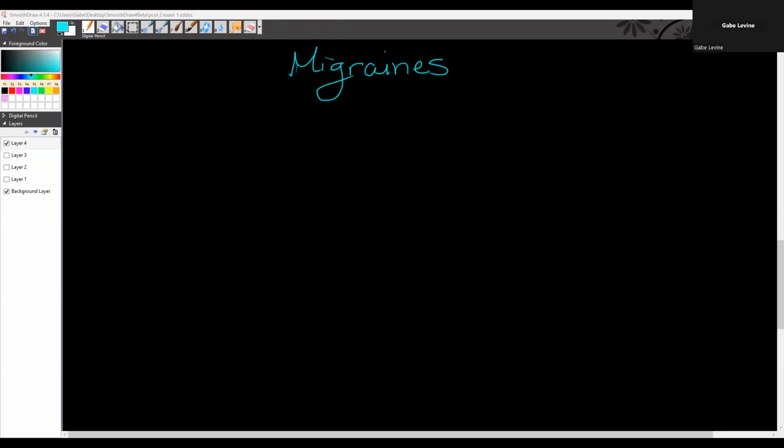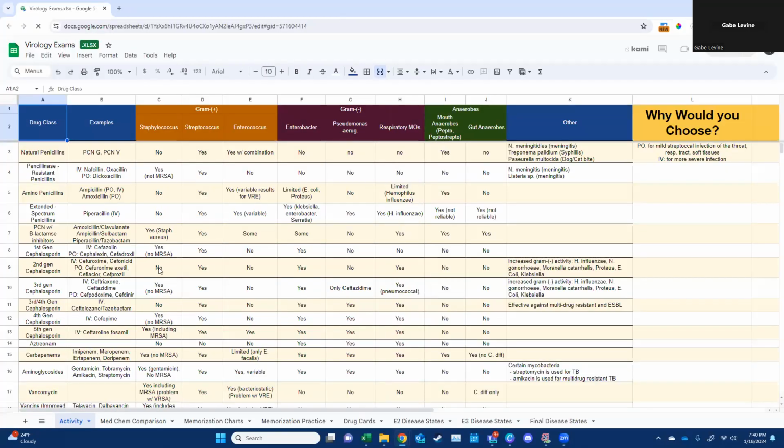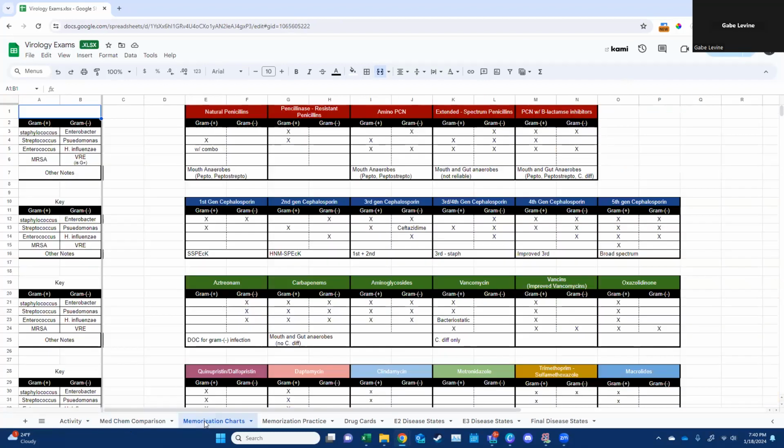Real quick, before we dive in, just because we have different people today, I want to make sure this gets talked about early on. If you go in the Gabe Tutoring Google Drive, go to fourth year and then Viro, there is a spreadsheet that has all of the information that you need for virology. Here's all the drugs compared to each other, their activities. Here's the med chem that goes along with them. Here's a chart on how to memorize them.